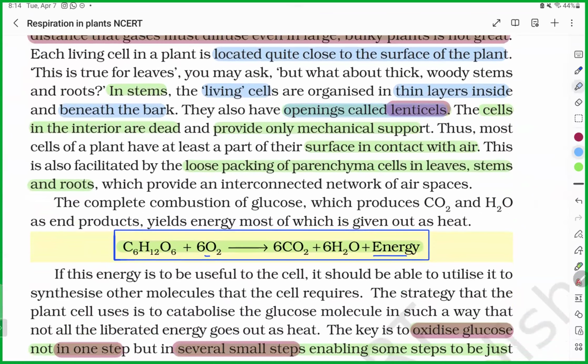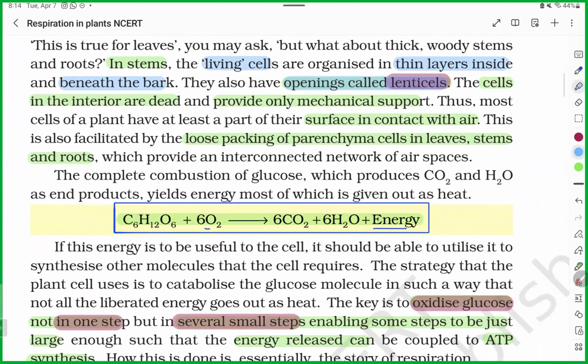You will see that the stem is very thick. How will their cells get oxygen? The inner part of the stem is dead, only for support, not for gases. Correct? So that's why we are saying most parts of the plant have some part exposed to air, for direct oxygen requirement. And that is why there is loose packing of parenchyma cells in the leaf, stem and root. Why? Because of air space, availability of oxygen.